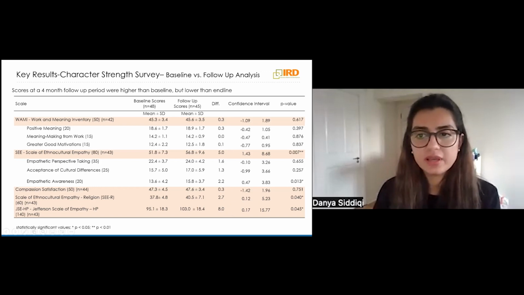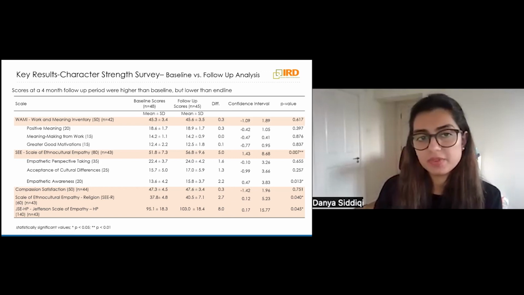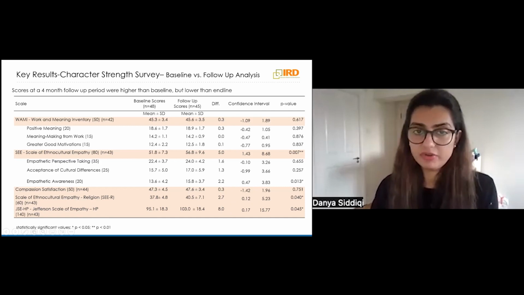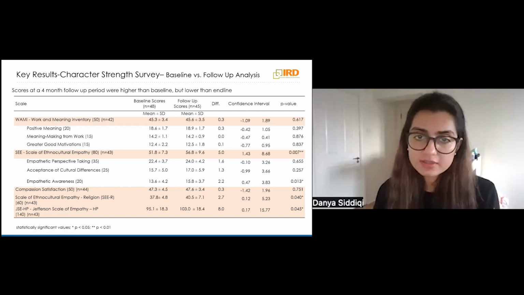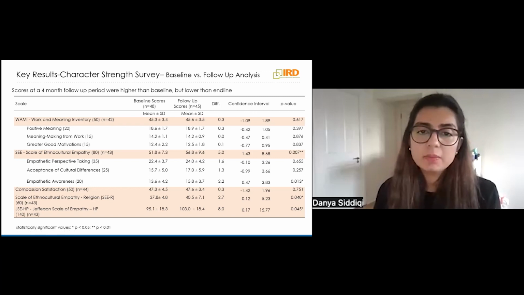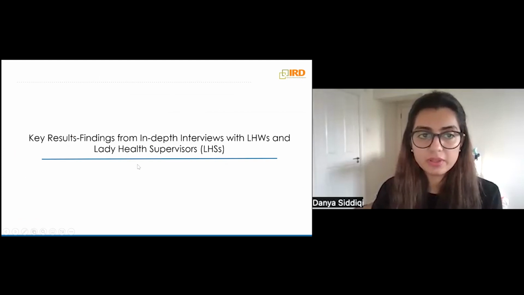Again, we see that in particular, the outcome of empathy, so the scale of sociocultural empathy, both the original scale as well as the religious subcomponent that we had developed, as well as the Jefferson scale of empathy, all showed statistically significant increases in the follow-up scores relative to the baseline. And just one point, for the scores where we do not see a statistically significant increase, partly that is because the scores at the baseline were very high to begin with.